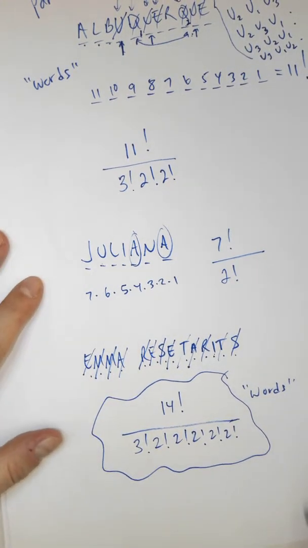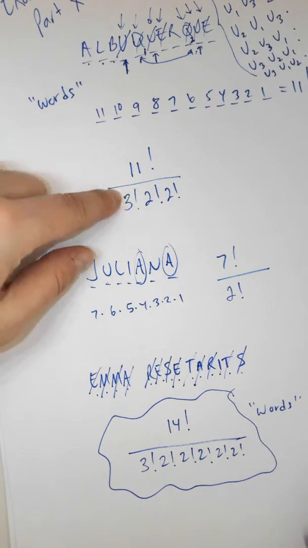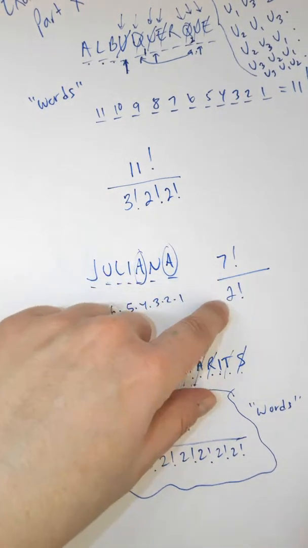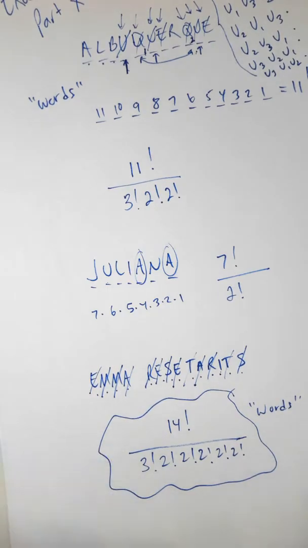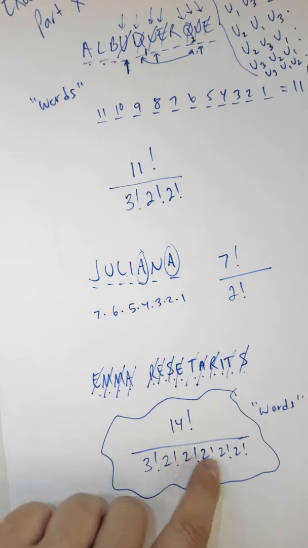So Albuquerque was 11 factorial divided by the duplicates. Juliana is 7 factorial divided by the duplicates. And Emma Resetaritis, 14 factorial divided by all the duplicates factorial.